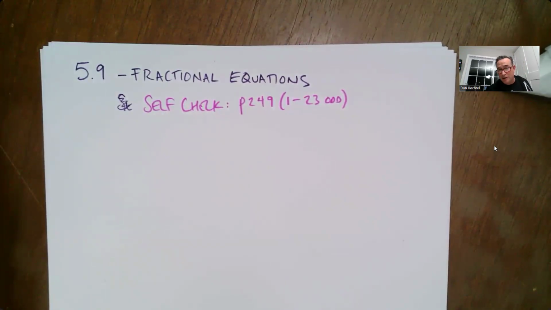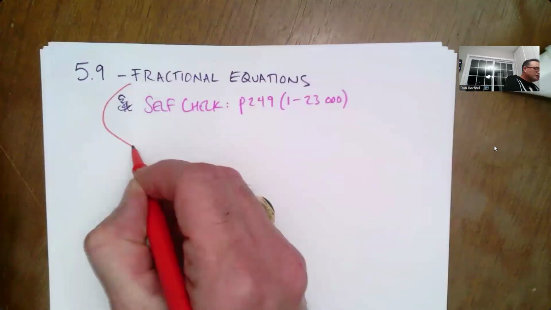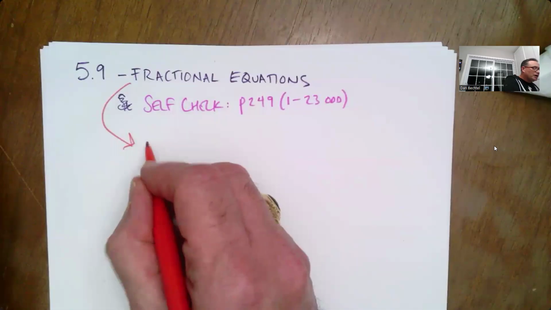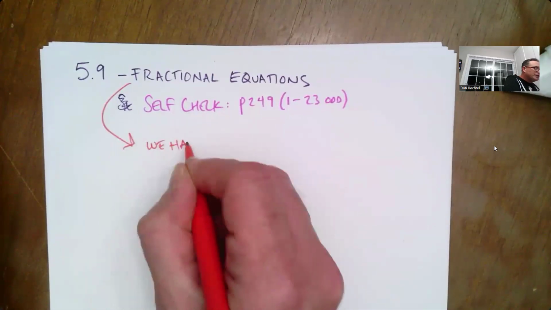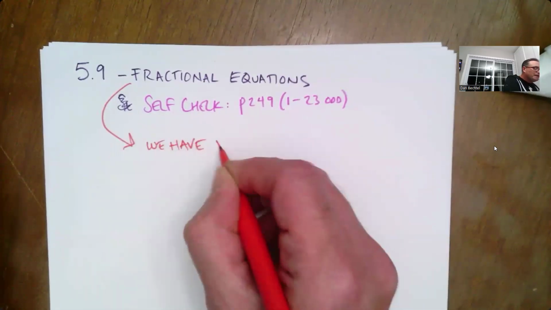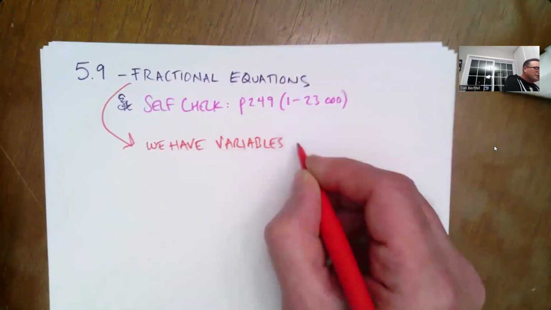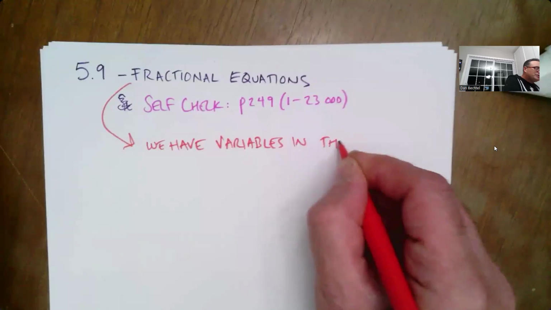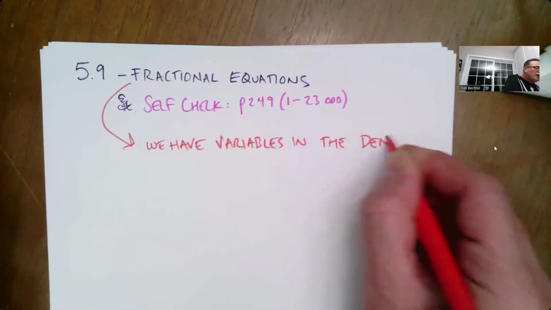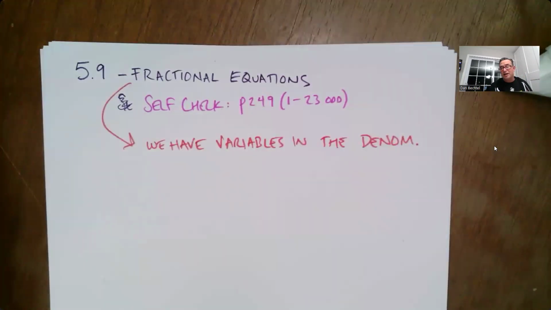So we're talking about fractional equations. This is the difference between fractional equations and the equations that we've been working with before that have fractional coefficients. With a fractional equation, we have variables in the denominators.